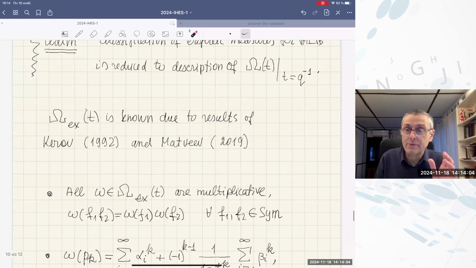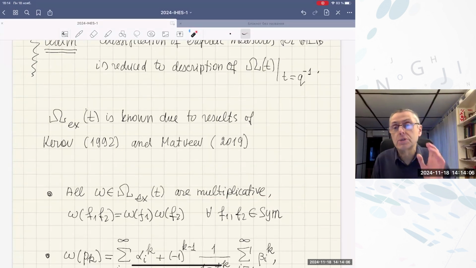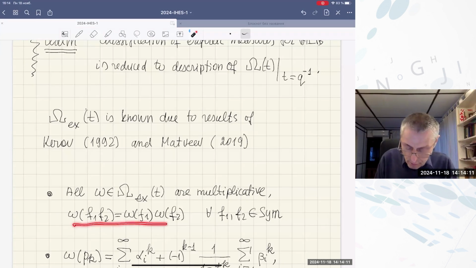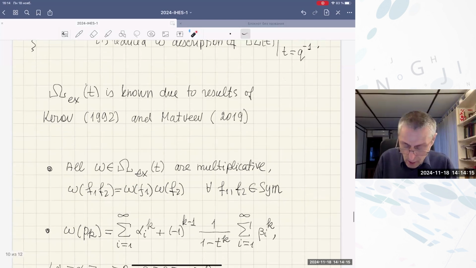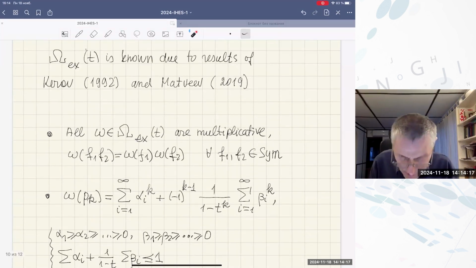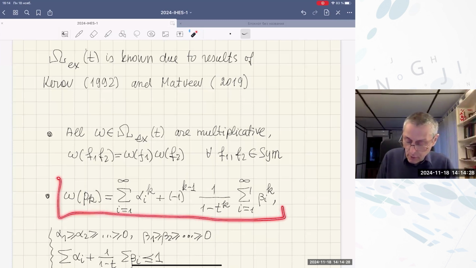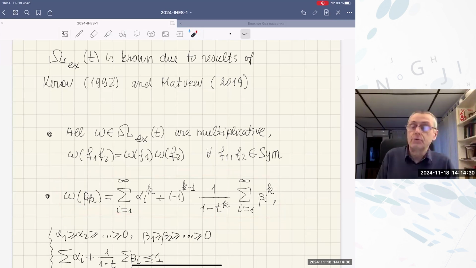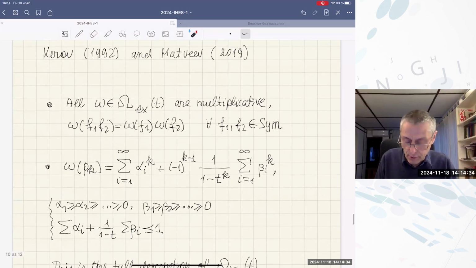This is a very interesting fact which happens in various situations. So multiplicativity just means this relation. And this means that it's enough to specify the values on any set of generators, say on our power sums, and they are given by this beautiful formula, which is very similar to the Thoma formula.